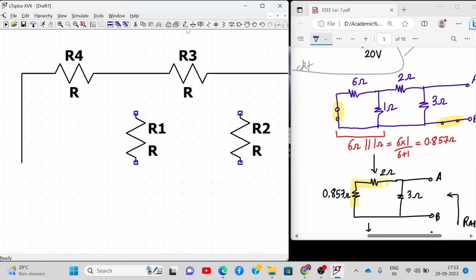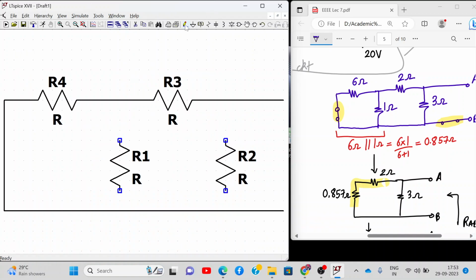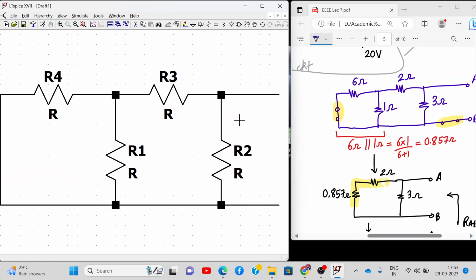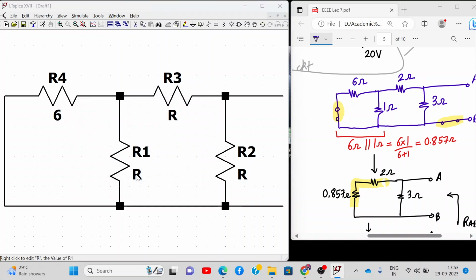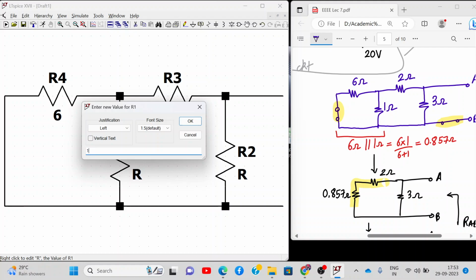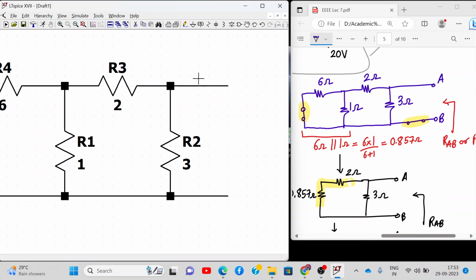Okay, so let me connect the next part. So I'll do the wiring now. I'm measuring RTH in LTspice. So these are my resistors. This is 6 ohm. Let us write it. This is 6 ohm. Right click on R to write its value. This is 1 ohm. This will be 2 ohm resistance, this will be 3 ohms, and now we need to find the value of RTH between the points A and B.